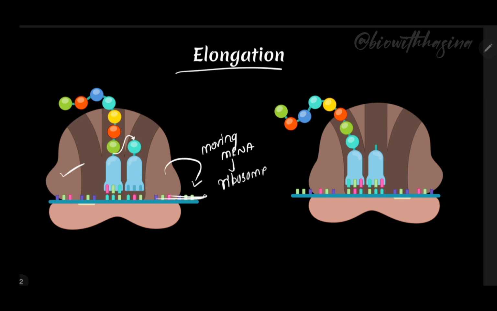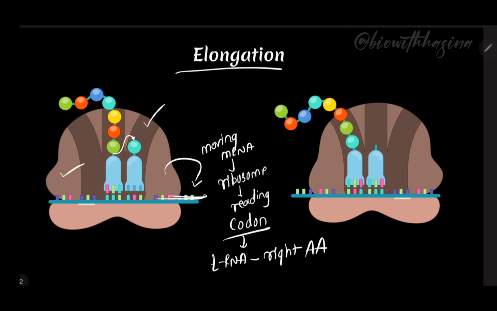By reading the codon, what is this ribosome doing? By reading the codon, the tRNA is bringing the right amino acids. Now, the ribosome will connect your amino acids with peptide bonds. You can see this is the amino acid and this one was the previous amino acid. They are getting bound with the help of which bond? Peptide bond.